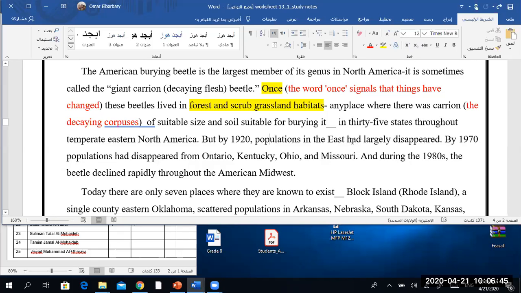Hold on. Hold your horses. So here, what does the author tell us? She tells us that the population. What does the population mean here in this context?